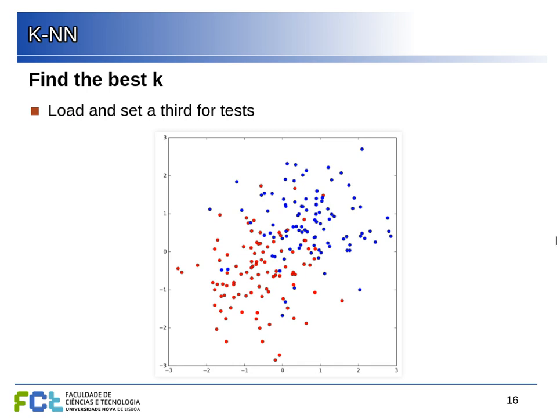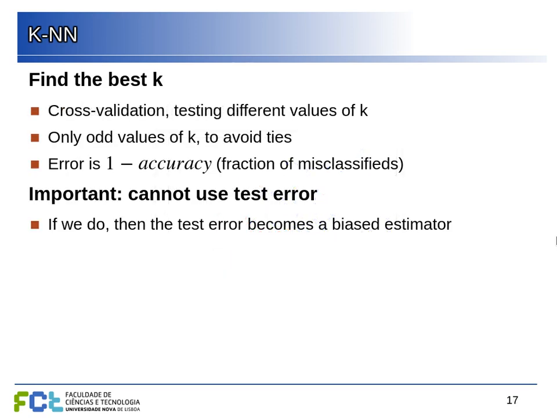So let's see how we're going to find the best k value for our classifier. We're going to load the data, we're going to do cross-validation and checking different values of k. We're going to use only odd values of k, because even values of k are ambiguous. And we're going to use this error measure as 1 minus the accuracy. So basically, the accuracy is the number of correctly classified examples divided by the total of examples, or the fraction of correctly classified examples. Our error will be the fraction of incorrectly classified examples.